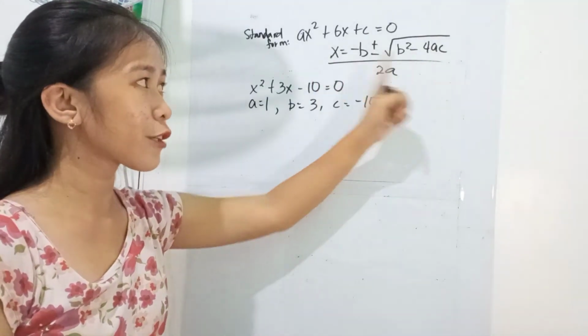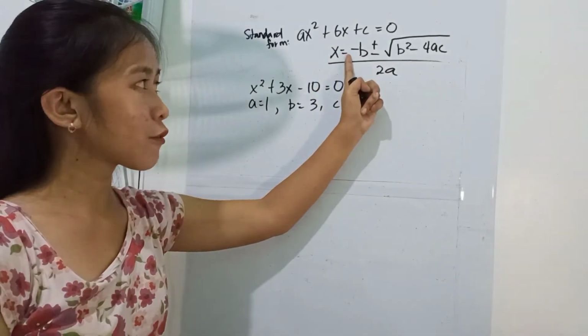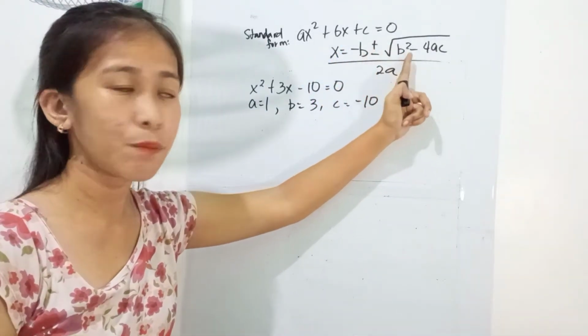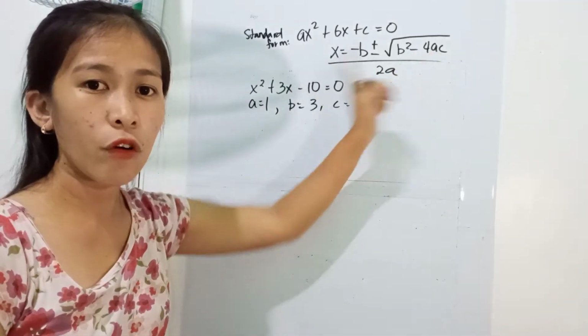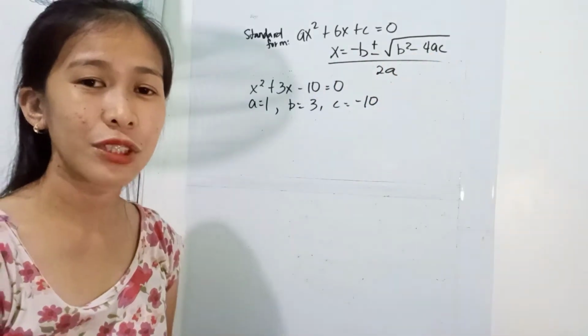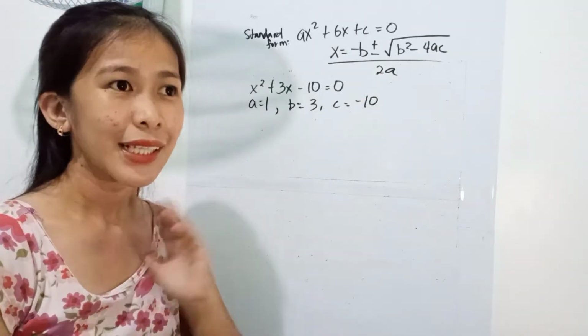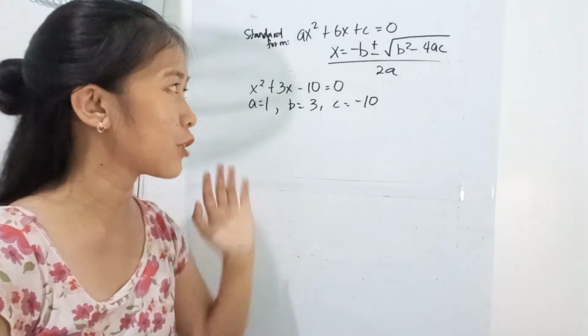So, ito yung ating quadratic formula. We have x is equal to negative b plus and minus square root of b squared minus 4ac over 2a. So, that is our quadratic formula. So, huwag kayo matakot dito, no? Madali lang to, iisa-isahin natin step by step para alam niyo talaga kung paano siya isolve.